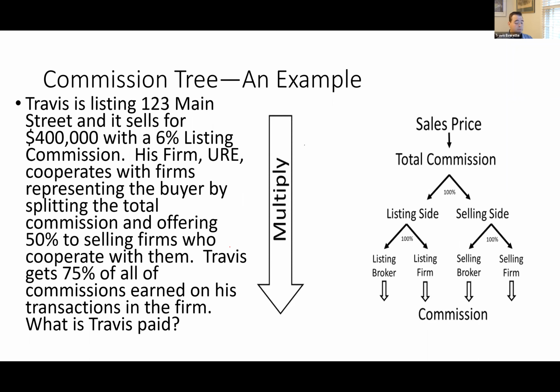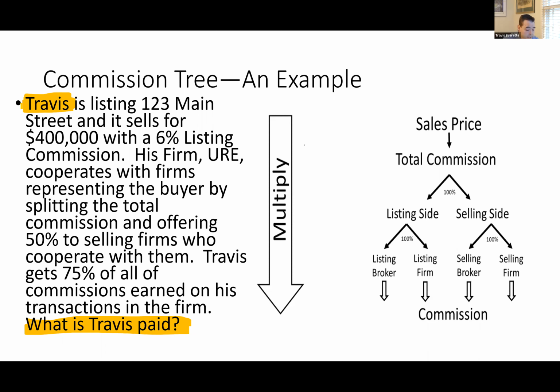Travis gets 75% of all commissions earned on his transactions in the firm. Again, you're telling me something. I can't do anything with that. Great. Finally, look at the last sentence there. It's a question. It says, what is Travis paid? Well, that doesn't mean anything to me right now because I haven't mapped the whole transaction out. But now I at least know what I'm going to be asked for. I'm going to be asked how much this guy Travis is getting paid.